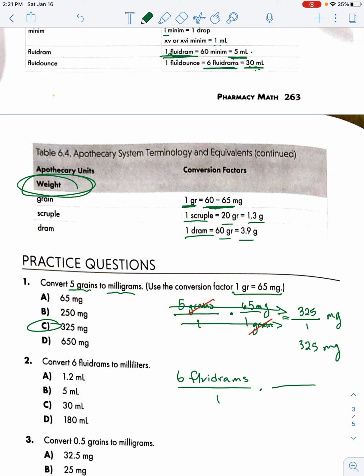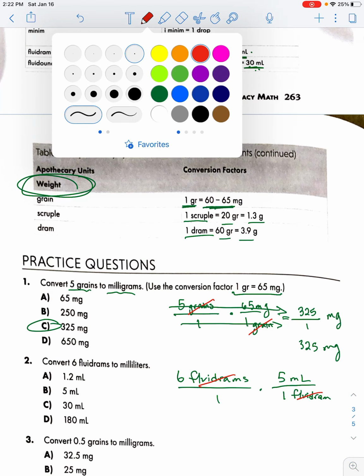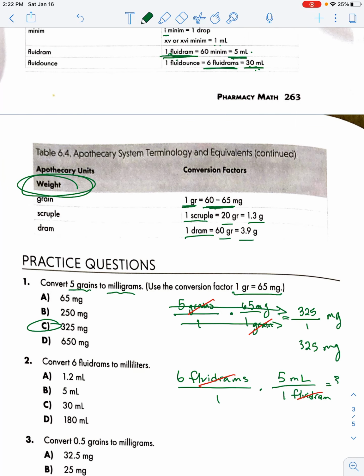So where are we going to write the 1 fluid dram and where are we going to write the 5 milliliters? 1 fluid dram goes to the bottom, and 5 milliliters is at the top. Fluid drams will cancel those units. We multiply straight across, and we get 30 over 1, which is the same as 30. So 30 milliliters is the unit that's left. So C again.